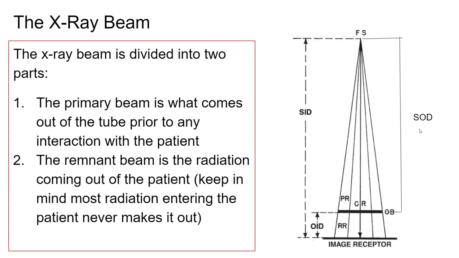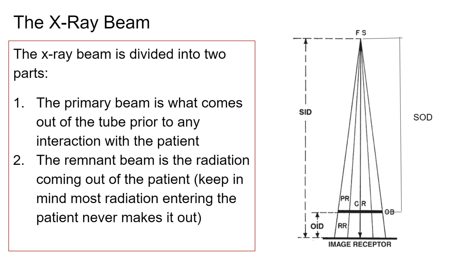All right. So the X-ray beam can be divided into a bunch of different pieces and locations. But we can start off by talking about the beam as a whole. And we could break it up into two major portions. You have the primary beam, which is all the radiation from the focal spot, that's where it's starting from anyway, to the object, which is labeled OB here. So primary beam, everything from the focal spot, from the tube, to you.